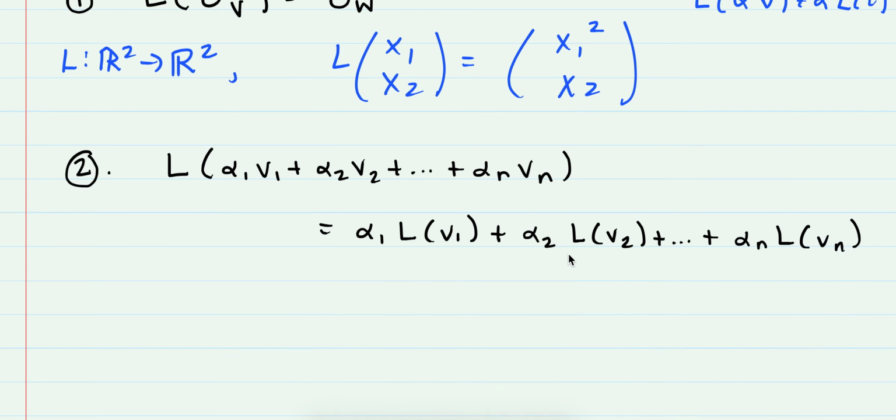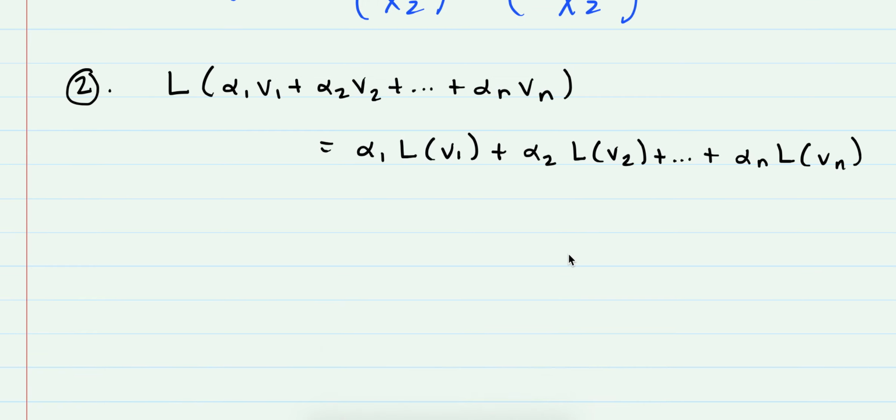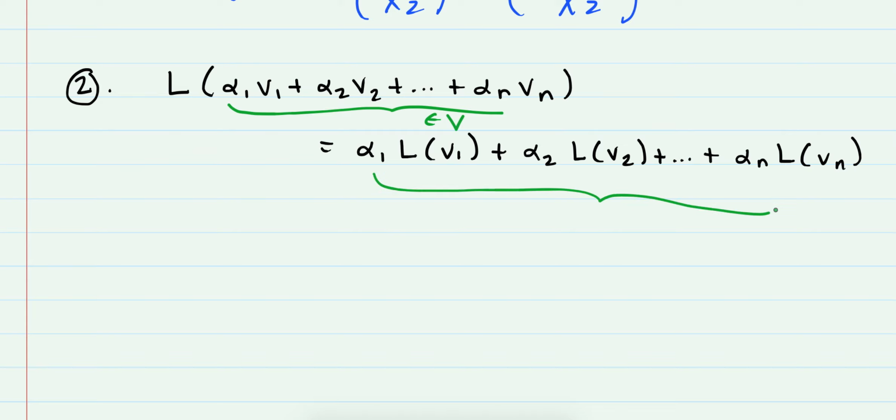The other thing that's important that happens in a linear transformation is that linear combinations of vectors in your vector space V are sent to linear combinations of vectors in your vector space W. So all of this is a linear combination in V, but when you apply L to it, you're sent to a linear combination in W.